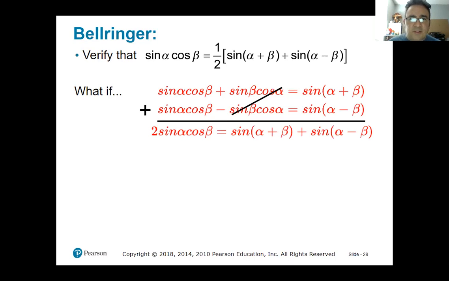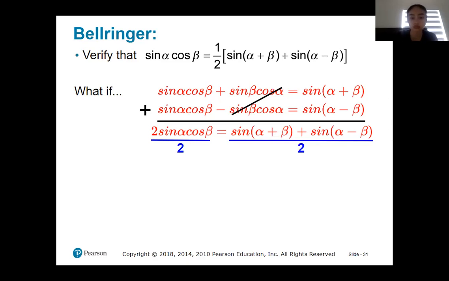So I've almost got to where I was trying to get to, which was sine of alpha cosine beta, right? But I've got 2. So how do I get rid of that 2? I have to divide. Very good, Leilani. But whatever I do to one side, I do to the other, right? So I do it to both sides, and those 2's on the left side of the equation are going to cancel out. Very good.